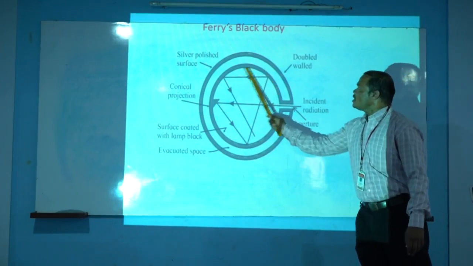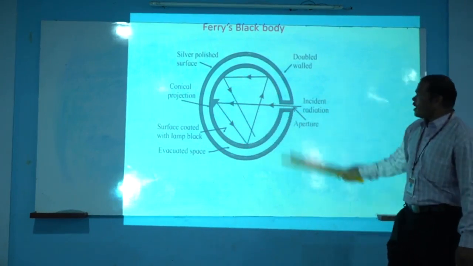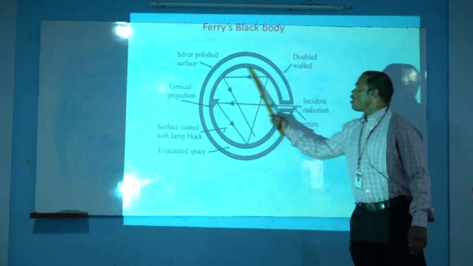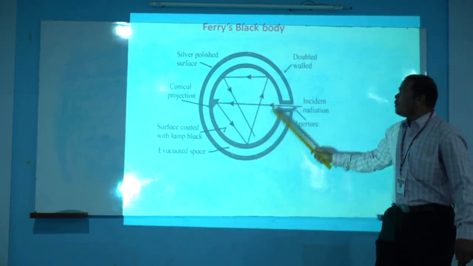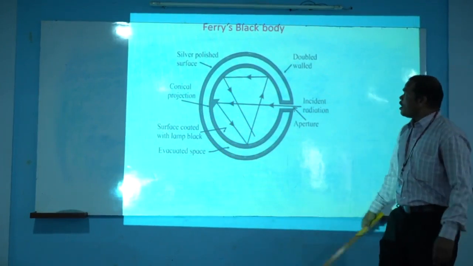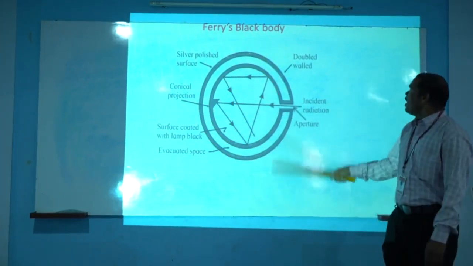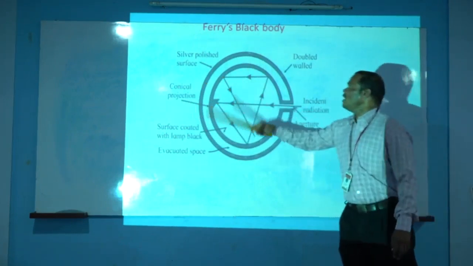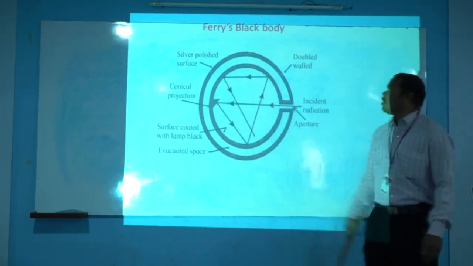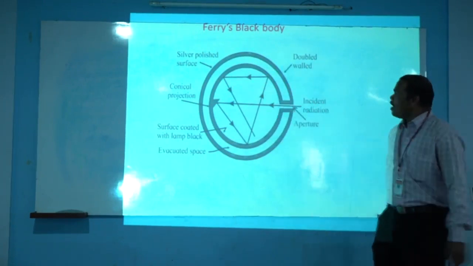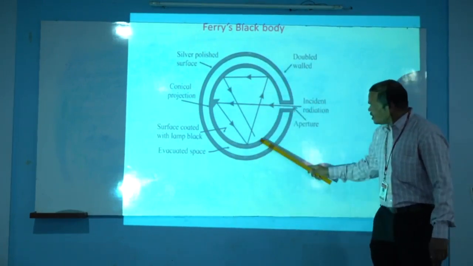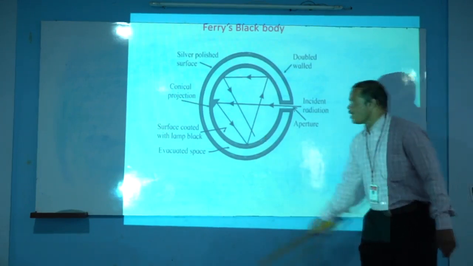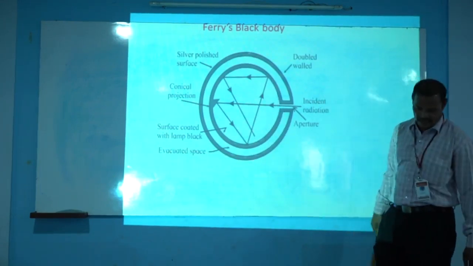The inner wall of the sphere is coated with lamp black, that is, a perfectly black body. Then the outer wall of the sphere is polished, that means silver polishing is on the outer wall of the sphere. Then the space between the inner and outer wall is an evacuated space.